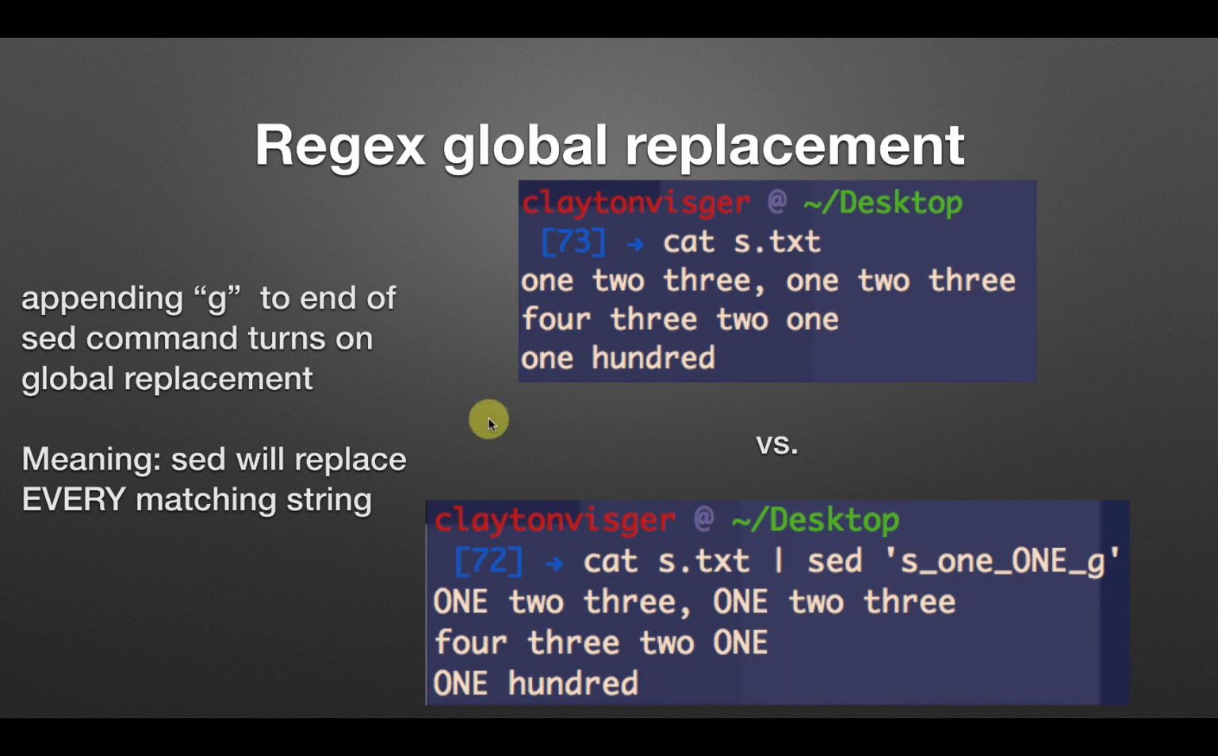If you want it to do more than that, you have to make it global. You have to put a G on the very end. I almost always do this. I'm used to putting an S and a G at the beginning and the end of every sed line. Okay, so now it's going to do all of them.